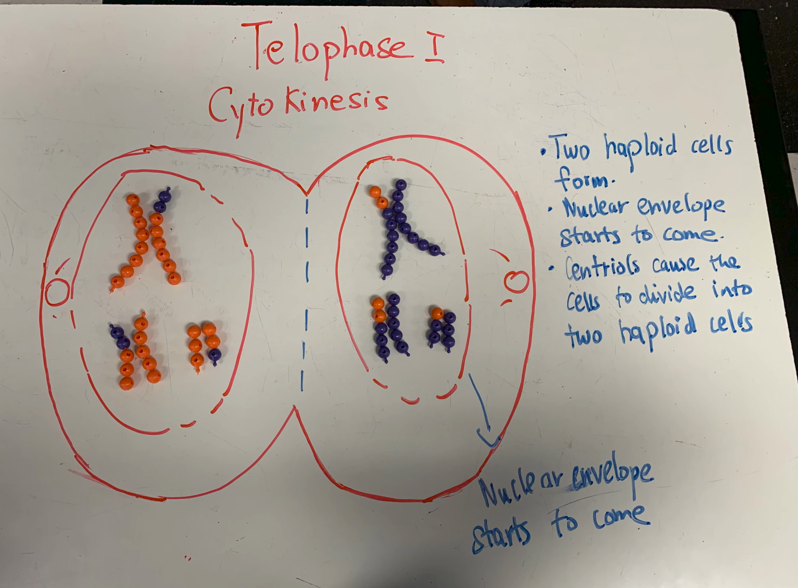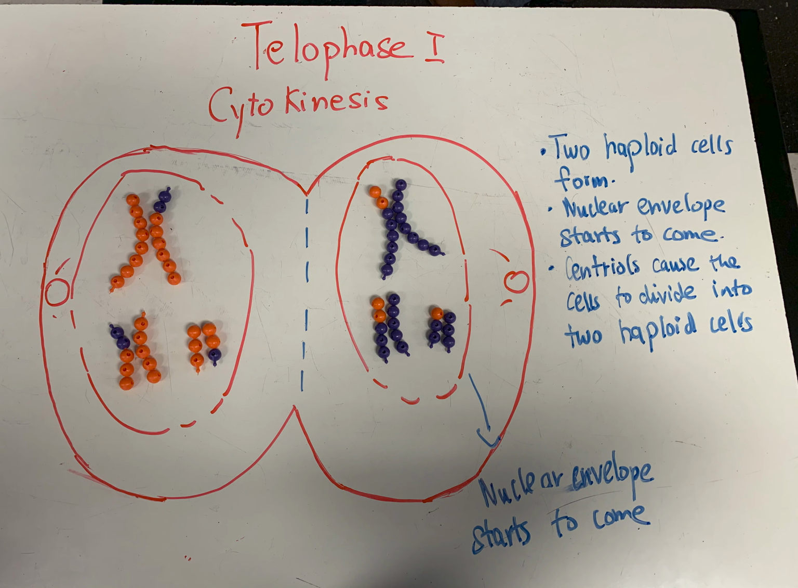Then comes telophase 1 and cytokinesis. The cytoplasm gets divided in half inside the diploid cell during cytokinesis into 2 haploid cells. Each of these haploid cells has half of the original amount of chromosomes that the diploid cell had. And within the 2 sister cells, a nuclear membrane starts to form around the chromosomes.